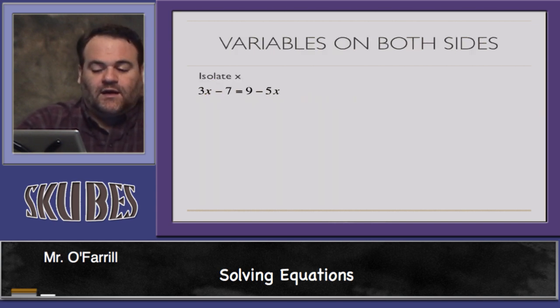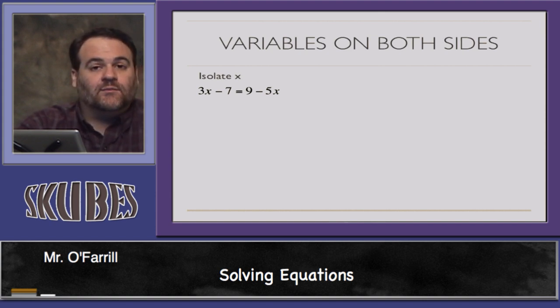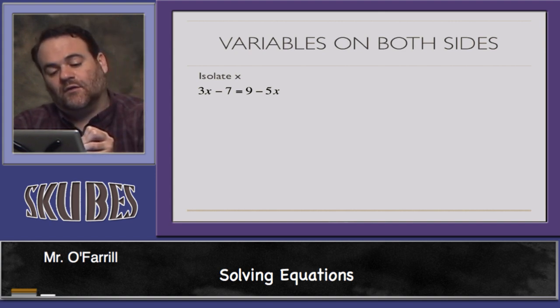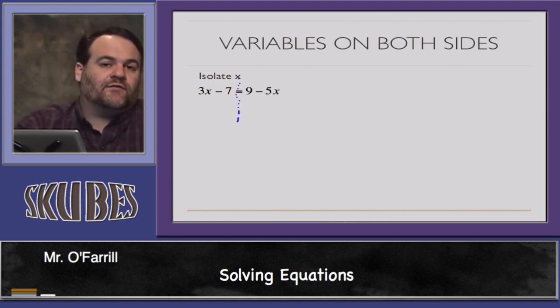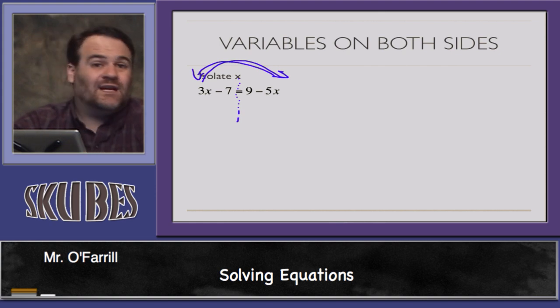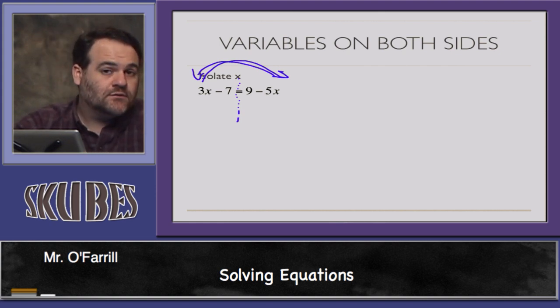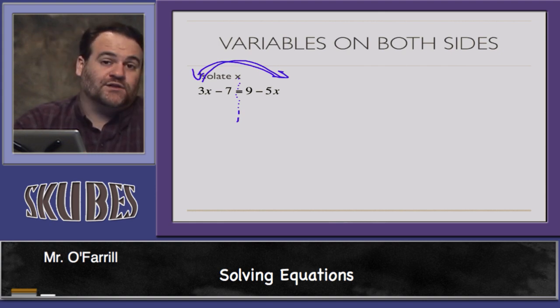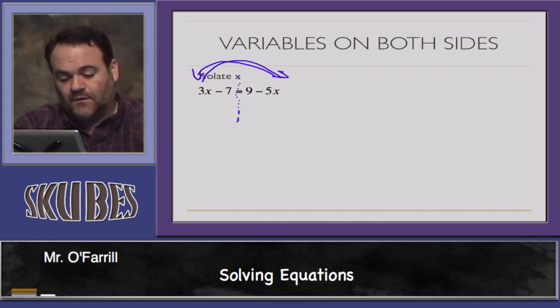And finally, we have the example where there is a variable on both sides. If you remember what we were just talking about for combining like terms, we're only concerned with what happens on one side of the equation. The reason for that is anytime you move something from one side of the equation to the other, it has to change signs when it changes sides.